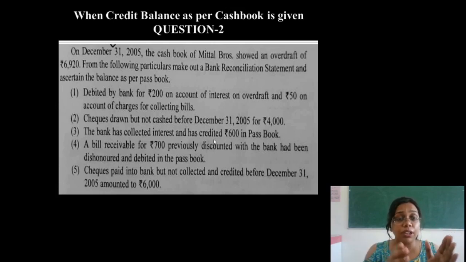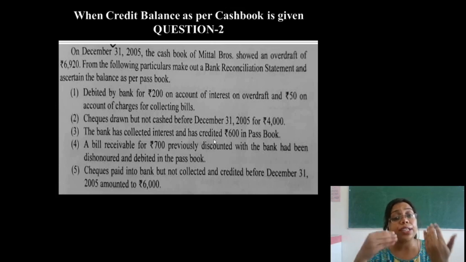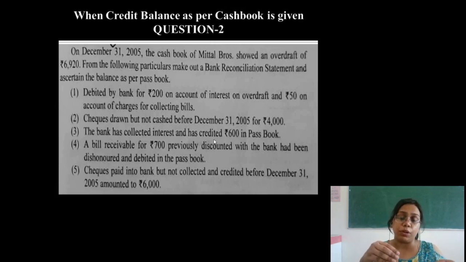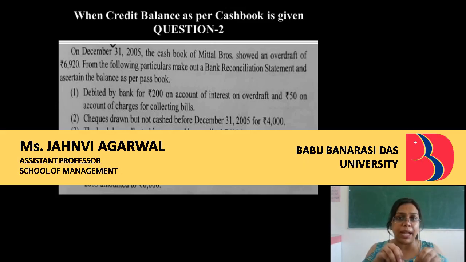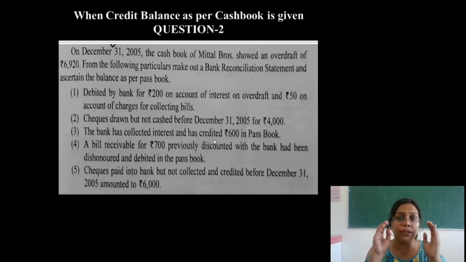I'm really sorry. The bank has collected the interest and credited rupees 600 in my passbook. Credited means the bank has deposited this 600 rupees in my bank account and passbook. So again, listen very carefully. These are the very minute things you have to keep in mind while reading a question, that debit and credit and the differences, this is very confusing.